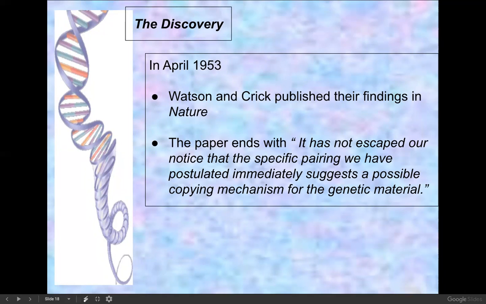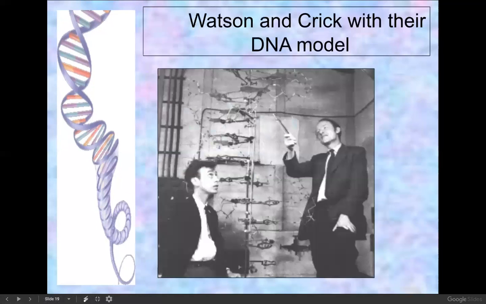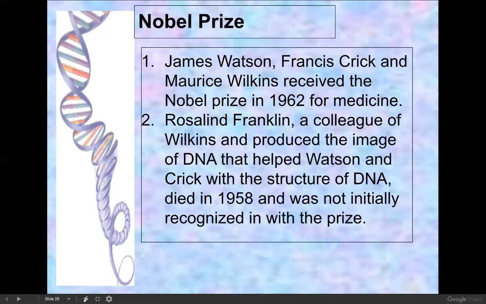The paper ends with, "It has not escaped our notice that the specific pairing we have postulated immediately suggests a possible copying mechanism for the genetic material." And that was a picture of their model. And that's Watson and Crick there. You can see the DNA structure in the background, or what they're pointing to.